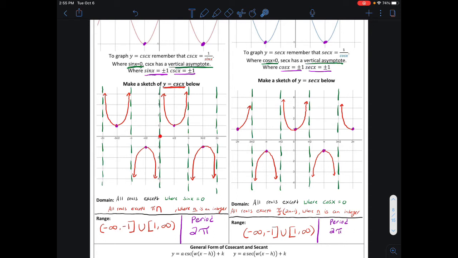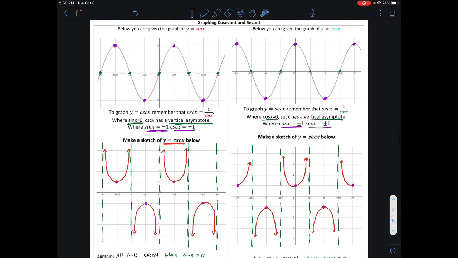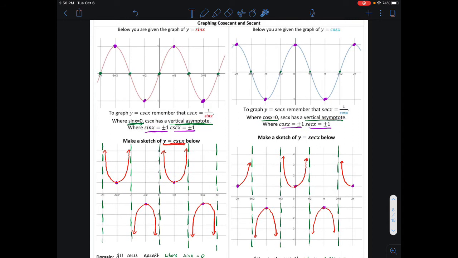Well, if I look, it's going to repeat itself every 2 pi radians. So the distance in between 2 maxes, or 3 of these vertical asymptotes, dictates 1 full period, and that's all 2 pi radians. Now let's look at the graph of cosine and secant.